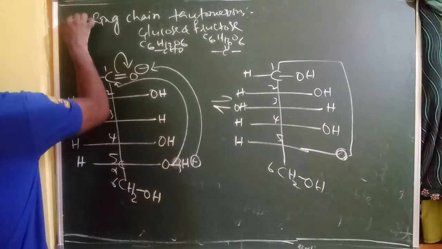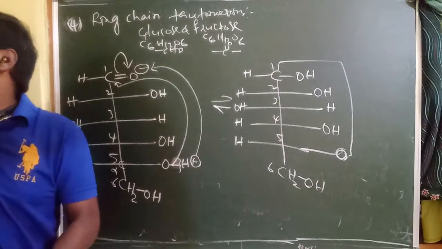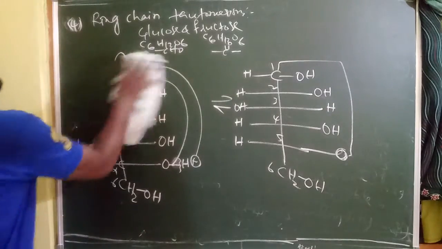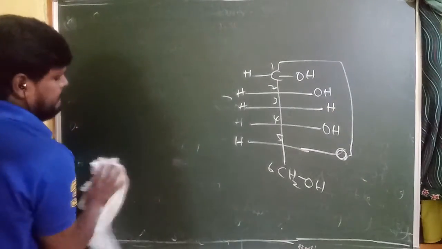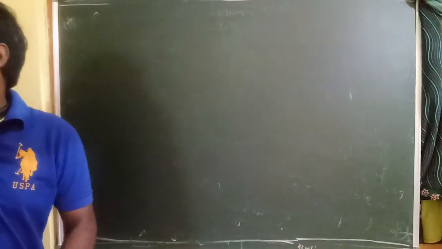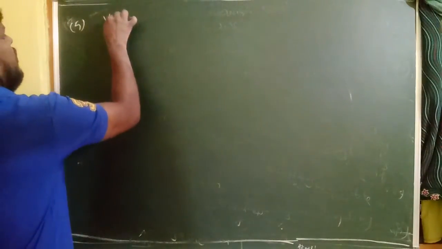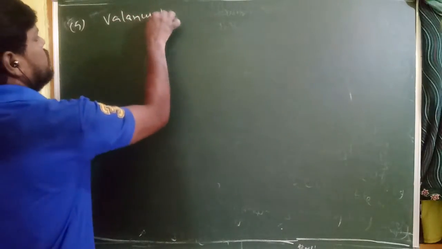Sorry, this is the fourth one. Ring chain tautomerism is the fourth one, right? Next, the fifth one. What is the fifth one? The fifth tautomerism is valency tautomerism.